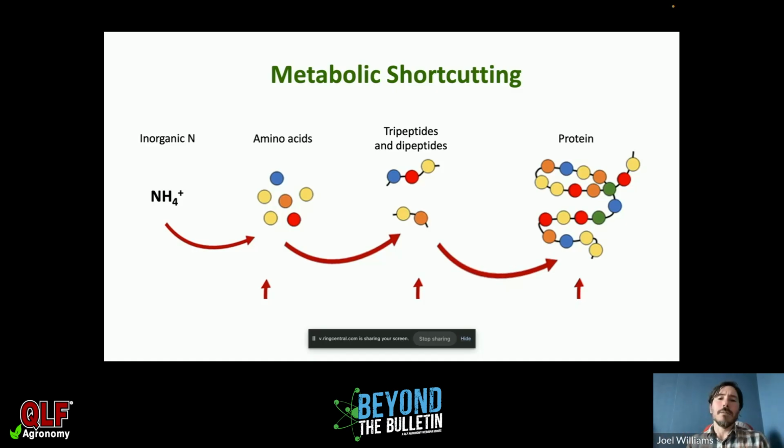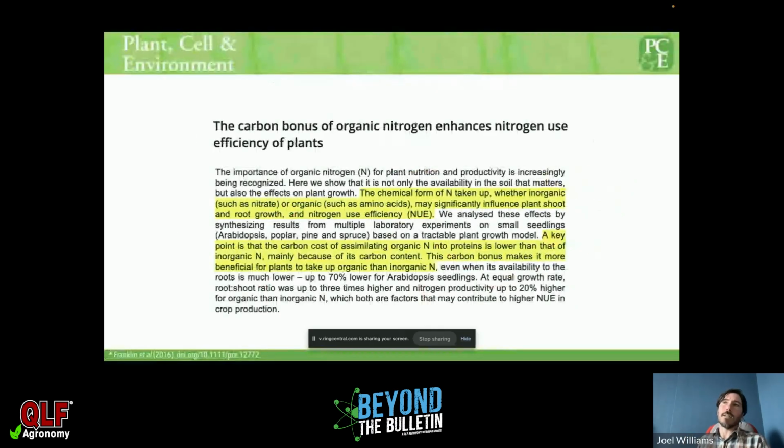If we're saving energy, we can use that on other growth processes. So these are more efficient, and this process is called shortcutting that metabolic pathway, or metabolic shortcutting. So let's dive into a specific example of this, just to break this down in a little more detail.